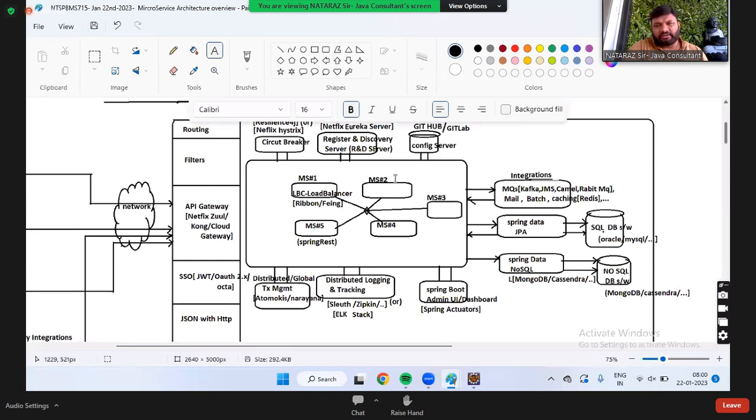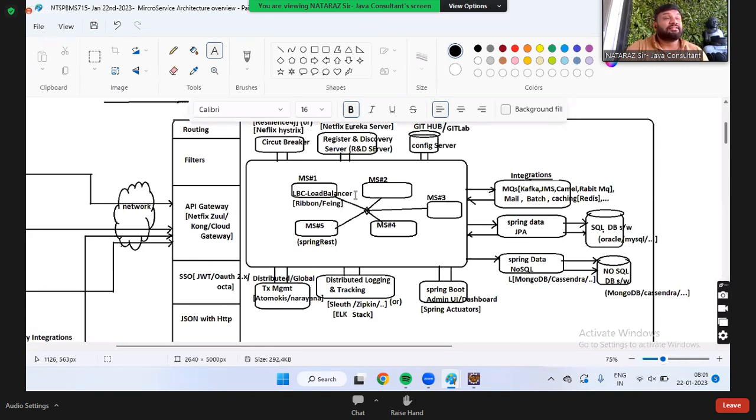Everyone got it? Super. As of now, I didn't find any alternative for the Eureka server, boss. As of now, Netflix Eureka server is doing well. Next one.